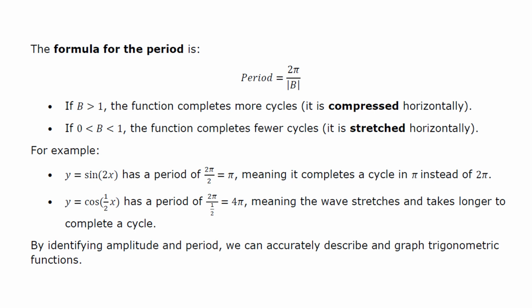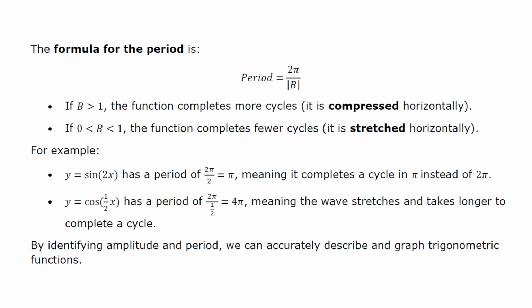For example, y equals sine 2x has a period of, if we plug in 2 for b, we get 2 pi divided by 2, which equals pi, meaning it completes a cycle in pi instead of 2 pi. So this would mean that it is compressed.